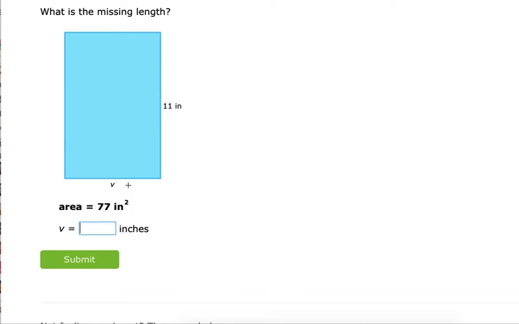So we know that the area is equal to V times 11. So we know that 11 V is equal to our area of 77. And then we just solve these like we did before with our equations. When we're solving equations like this, we just ask ourselves, what do we times 11 by to get to 77? And we know that V has to equal 7 for that to be true, because we know 7 times 11 is 77.